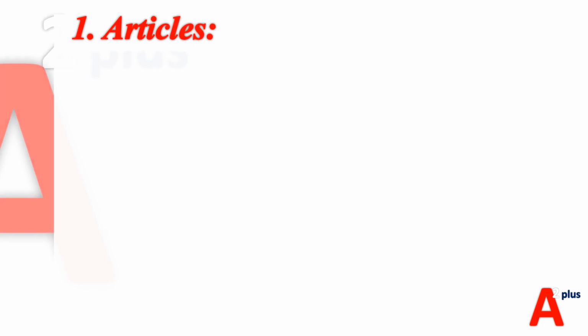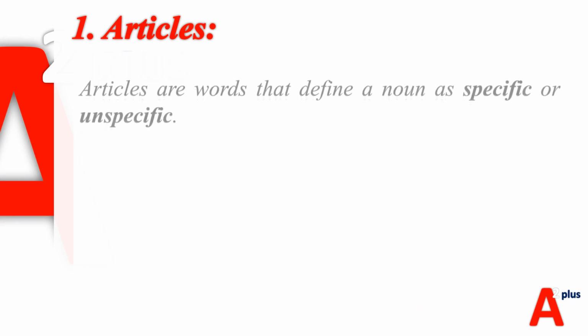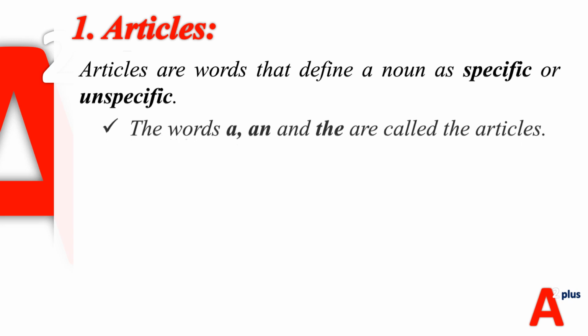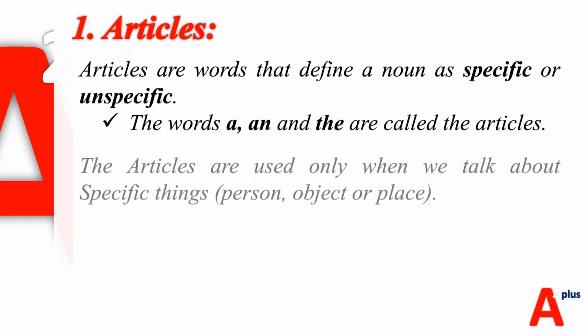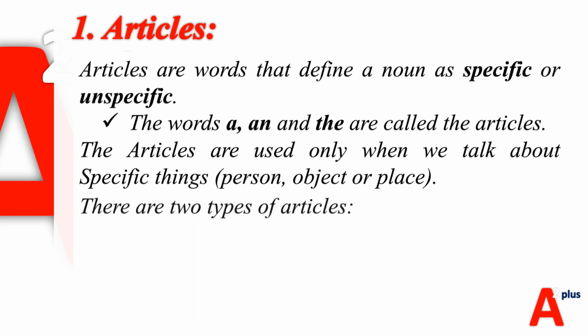So articles are words that define a noun as specific or non-specific. The words a, an and the are called articles, and articles are used only when we talk about specific things, person, place, or object. Okay, when we're talking about general, we don't use an article. So there are two types of article: indefinite articles a and an, and the definite article the.